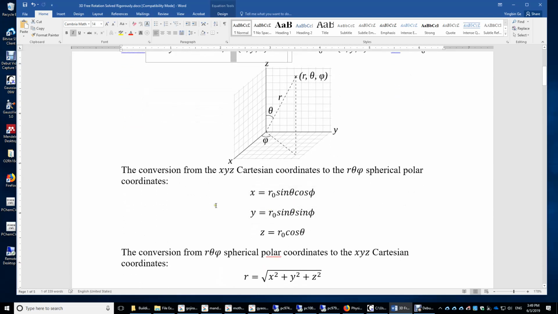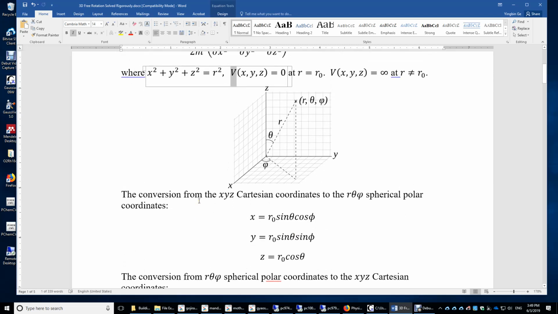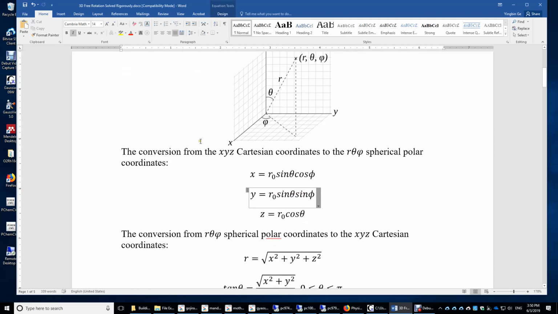The conversion from the xyz Cartesian coordinates to r, theta, phi spherical polar coordinates is straightforward. So first, the projection here is r0 times sine theta. Therefore, x equals r0 times sine theta times cosine phi. And y equals r0 times sine theta times sine phi. And z equals r0 times cosine theta.